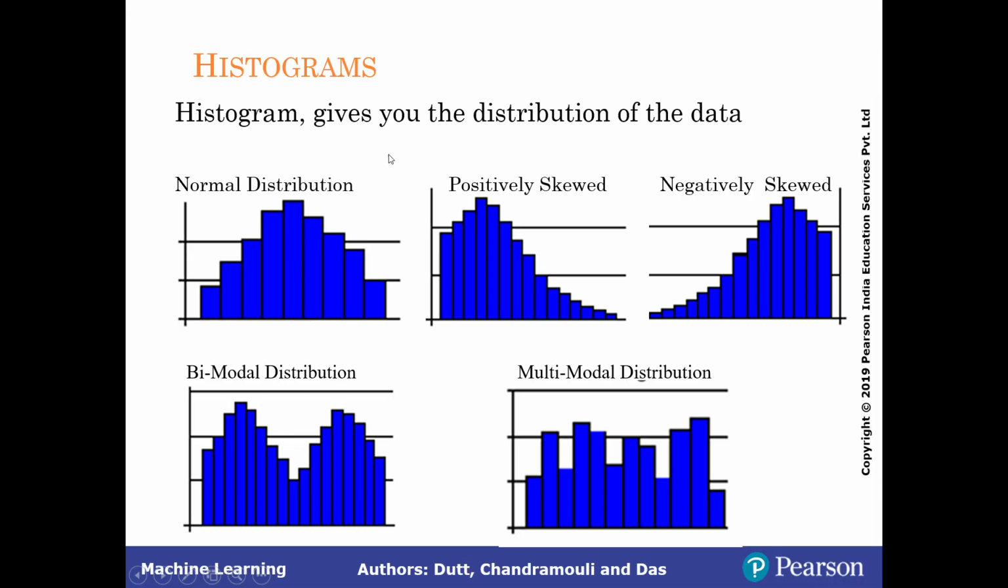Yes, about histogram and bar plot, you are all aware of. This is normal distribution, positive skewness, negative skewness. Here you can see both sides somewhat similar. And yeah, as I mentioned, it has two peaks, so it is called bimodal. And if there are many ups and downs, then it is called a multimodal distribution.